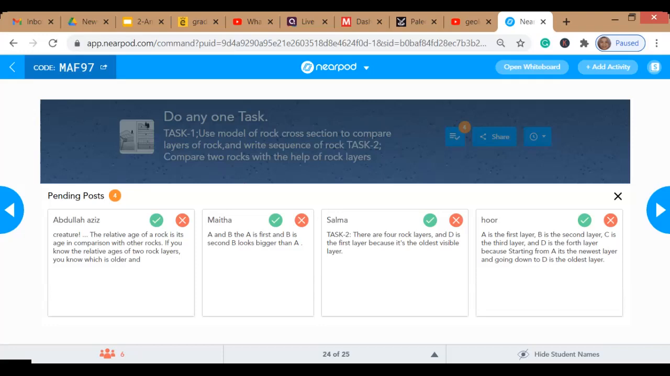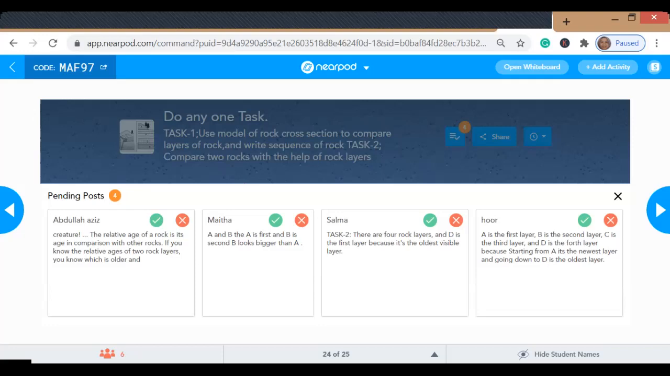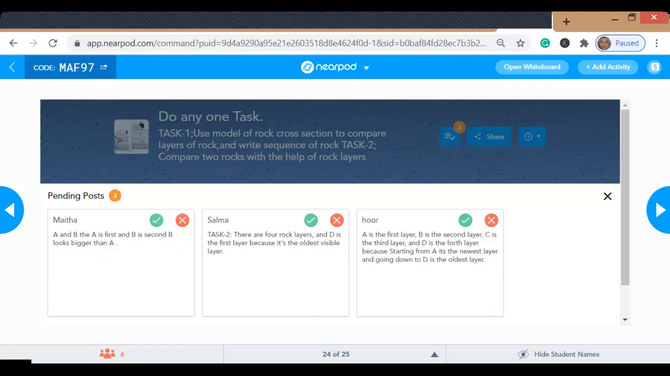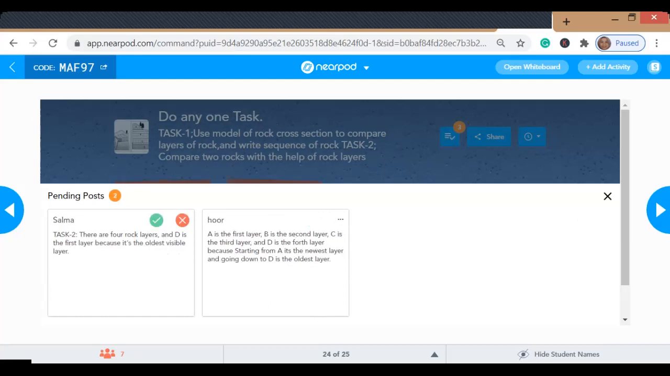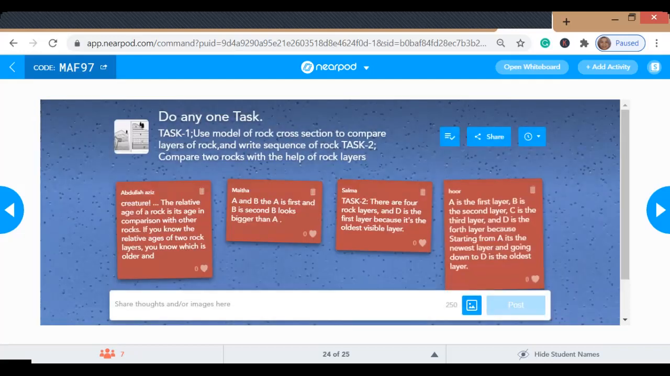Okay, now the time is up. And now I'm going to share the answers. You can even see the answers of your classmates, how they performed and what these are. Well done. It's good work.